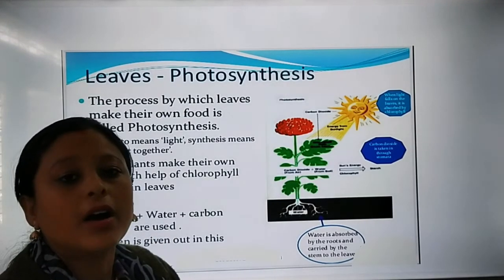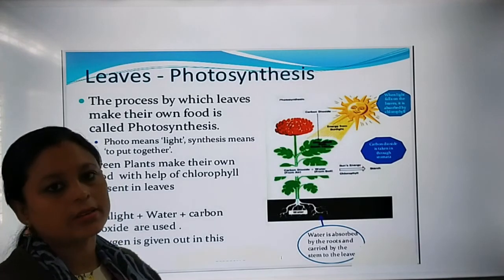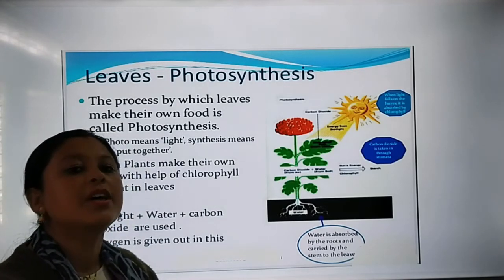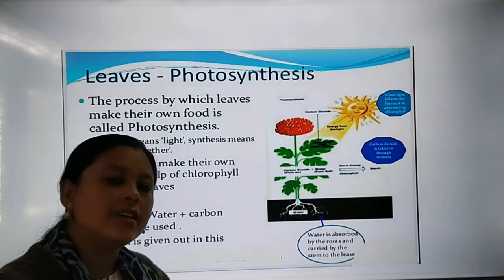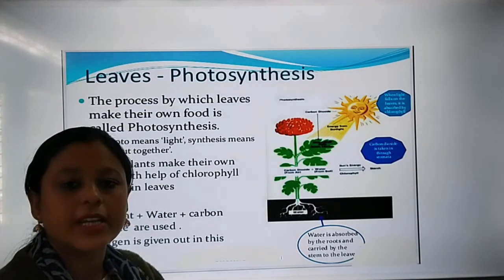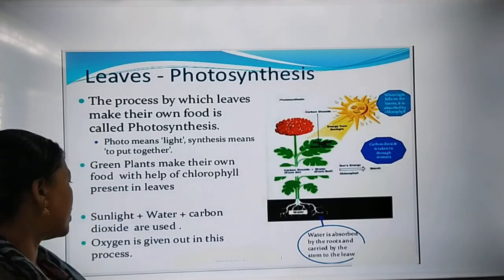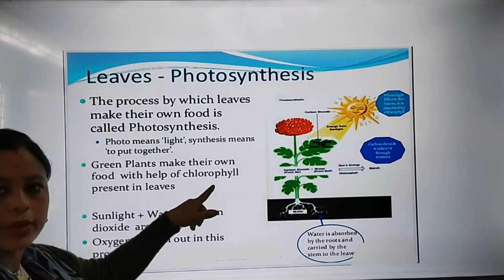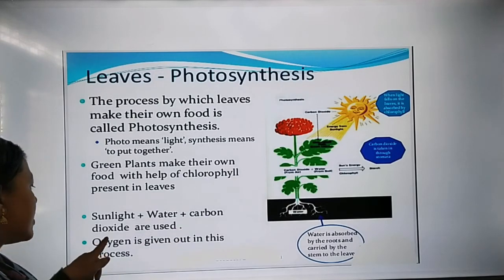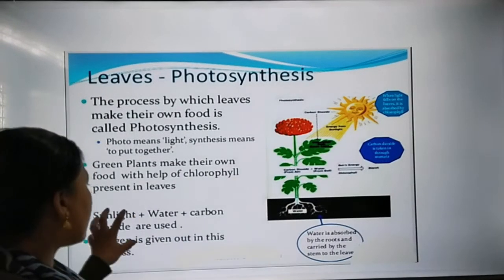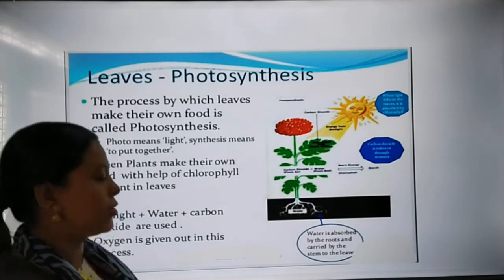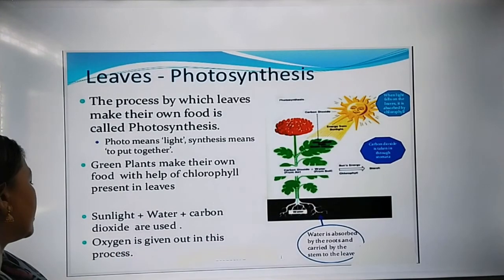So children, plants are living things. Leaves are called the food factory of the plants. How do leaves make their food? Leaves need some substances: the first are sunlight and chlorophyll, which is already present in the leaves, and water and carbon dioxide are used. These things are needed by leaves to make food for the whole plant. Oxygen is given out in this process.